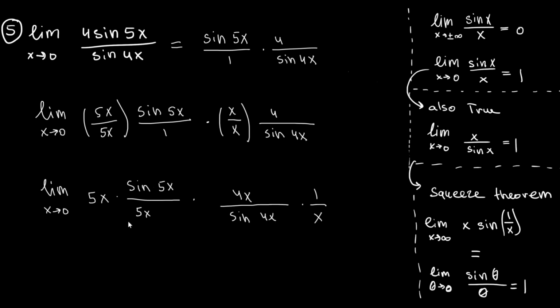Now we can cancel sine of 5x over 5x and 4x over sine of 4x because it's going to be 1. And after that, we're left with 5x divided by x. So we can simplify that and say that it's the same as 5. And that is our answer.